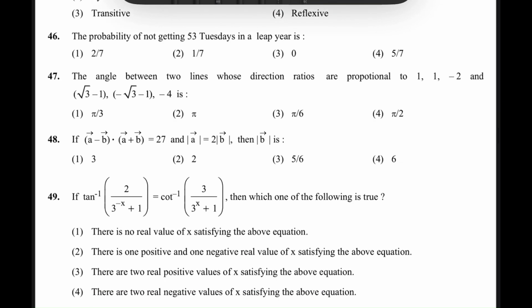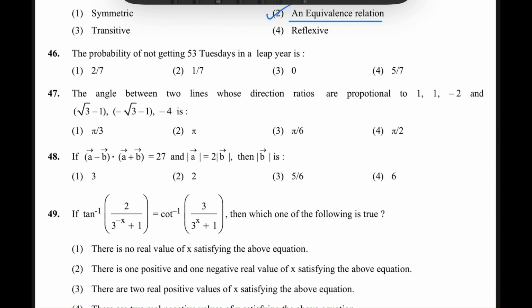Let's move to question number 46 then. What is the probability of not getting 53 Tuesdays in a leap year? In a leap year, you have 52 complete weeks, right? So you have 52 weeks plus 2 odd days, 2 extra days. Now these 2 days can be Sunday-Monday, Monday-Tuesday, Tuesday-Wednesday, Wednesday-Thursday, Thursday-Friday, Friday-Saturday, or Saturday-Sunday. These are only 7 possibilities.